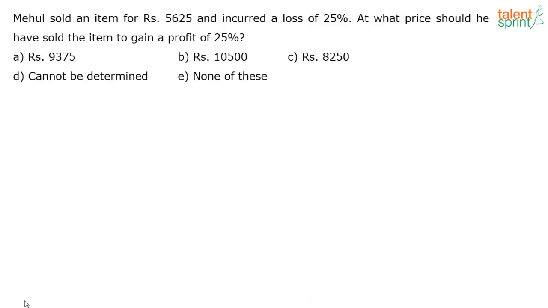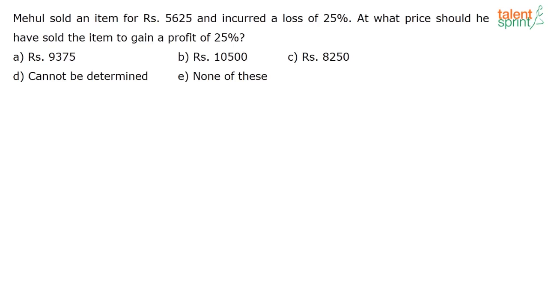So this is the first question for today's session. Let's start solving questions. Mehul sold an item for rupees 5625 and incurred a loss of 25%. At what price should he have sold the item to gain a profit of 25%? All of you are getting the answer as 9375.